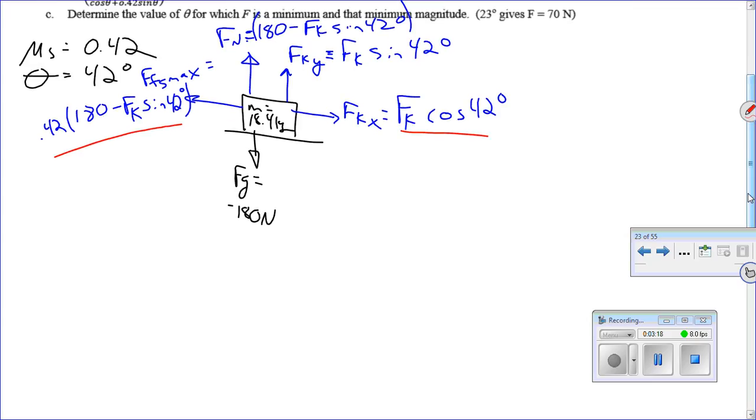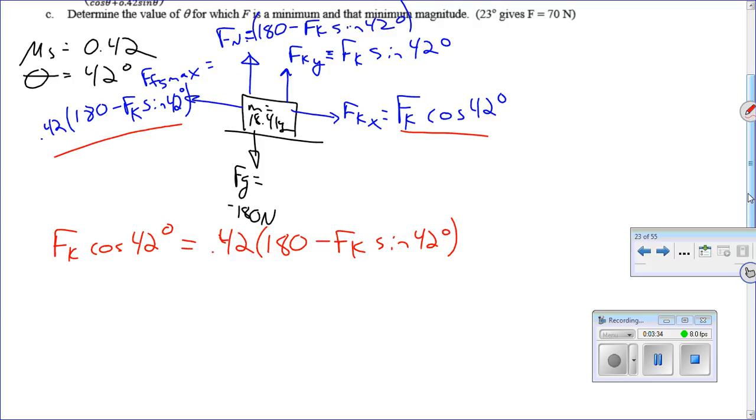So we know that the force of the kid times the cosine of 42 degrees has got to equal 0.42 times the normal force. This is our maximum static friction, since it's on the verge of moving. All right, so we know everything in here except for the force of the kid. So if you do some algebra on this, I'm going to skip ahead a couple steps here, and you end up getting this.